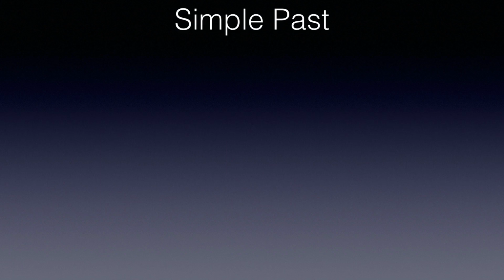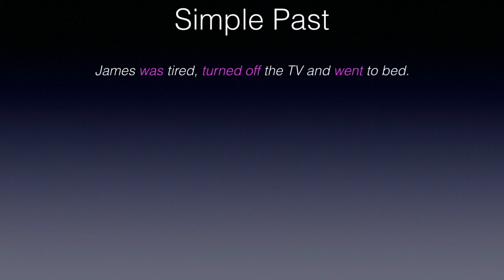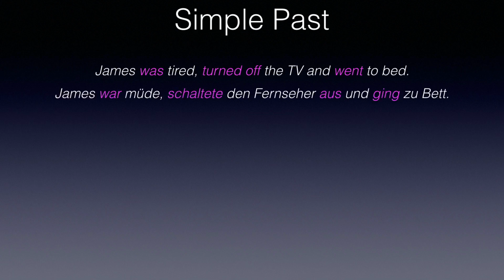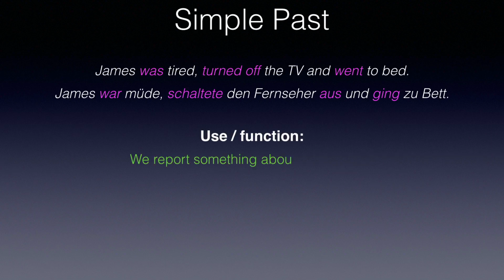And the simple past, let me give you an example sentence, is: James was tired, turned off the TV and went to bed. In German we'd say James war müde, schaltete den Fernseher aus und ging zu Bett. The things in purple are the simple past. What do we use it for? What's the function? We report something about past events. For example, we tell a story about the past, like the events about James.